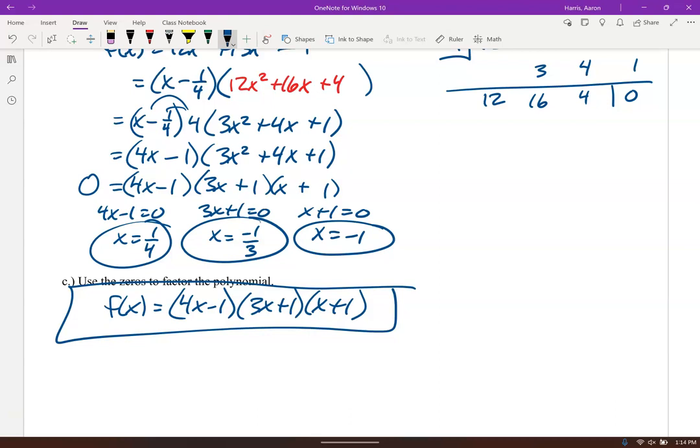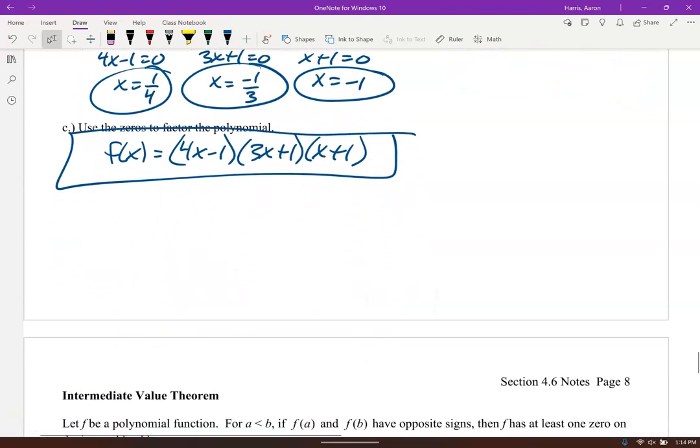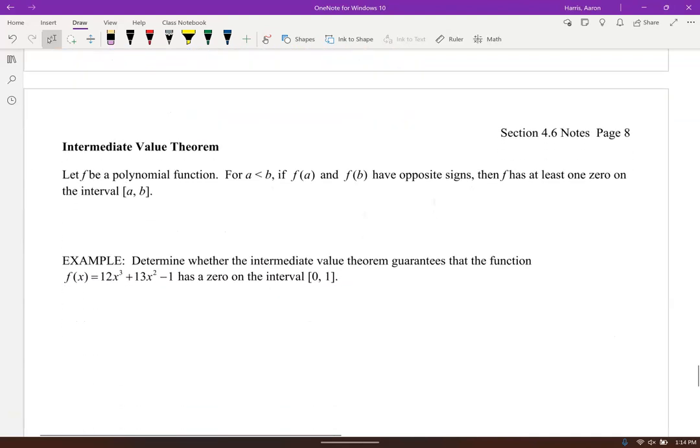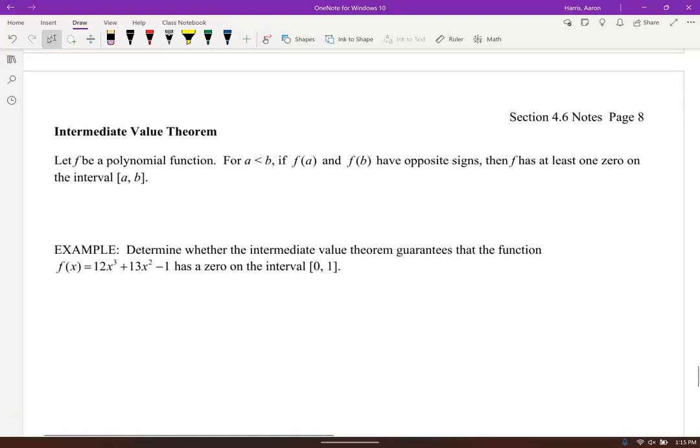All right, the last part of this is we're going to talk about the intermediate value theorem, which says if A is less than B and f of A and f of B have opposite signs, then f has at least 1 zero in the interval. So here, let me kind of scratch this out. So let's say you have some A right here and some B right here, okay?